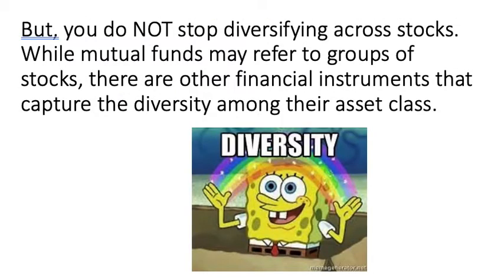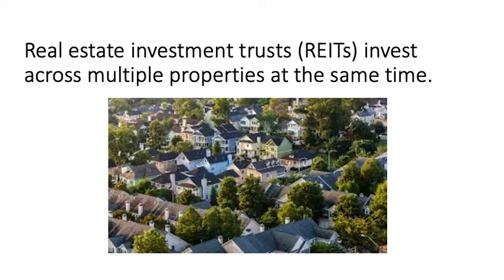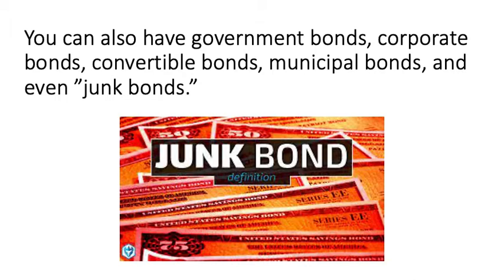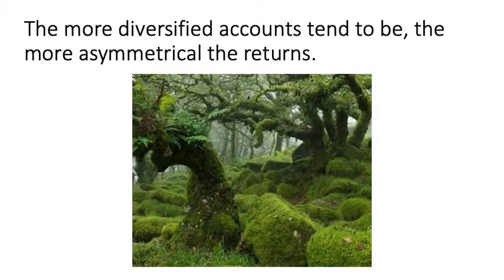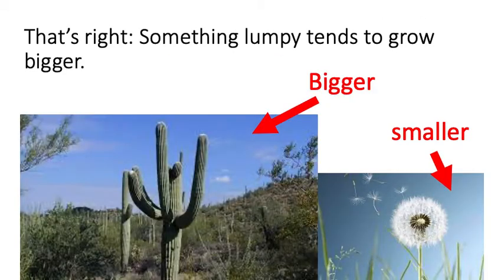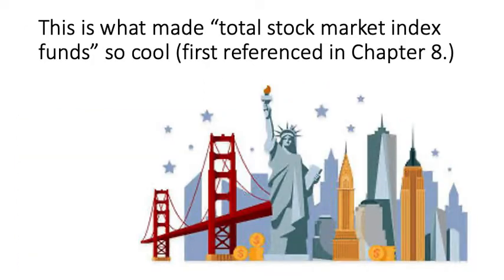But you do not stop diversifying across stocks. While mutual funds may refer to groups of stocks, there are other financial instruments that capture the diversity among their asset class. Real estate investment trusts, or REITs, invest across multiple properties at the same time. You can also have government bonds, corporate bonds, convertible bonds, municipal bonds, and even junk bonds. You can also have unallocated metal accounts with gold, silver, and platinum stored hidden under the Earth's surface. The more diversified accounts tend to be, the more asymmetrical the returns. That's right, something lumpy tends to grow bigger. That is what made total stock market index funds so cool.